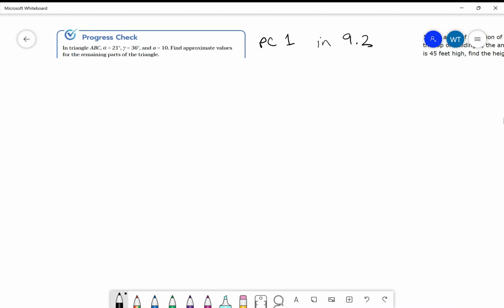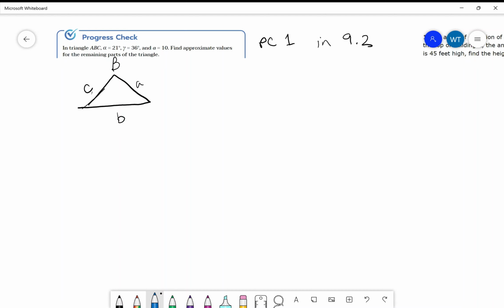Okay, so I'm going to be doing progress check 1 from 9.2. And so I'm just going to start off by drawing the triangle. So that's going to be angle B, that's side A, side C, and that's B.